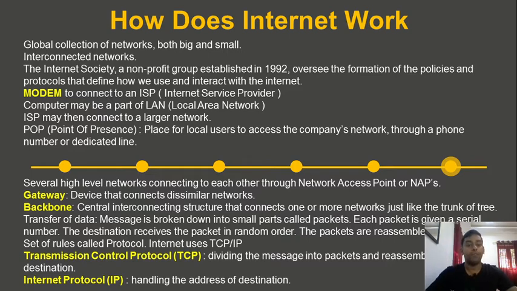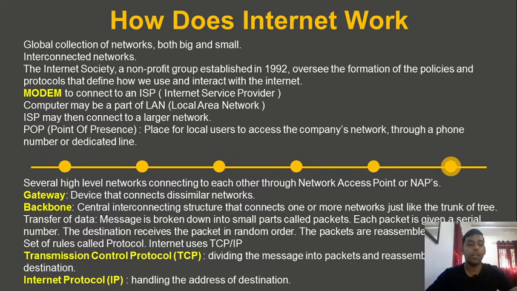Then POP, okay, point of presence. There is a terminology, point of presence. It's a place for local users to access a company's network through a phone number or dedicated line. It's a place, a point of presence of the internet. That's what POP is. It's a place for local users to access the internet, or the company's network, through a phone number or dedicated line. Of course, there must be some kind of transmission technology, wireless or wired, right? So that's what POP is, a place where the users can access the internet.